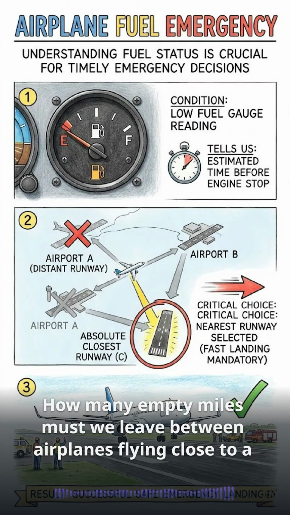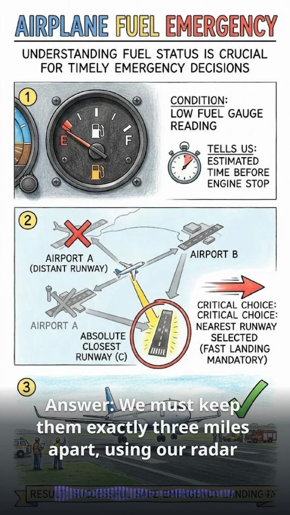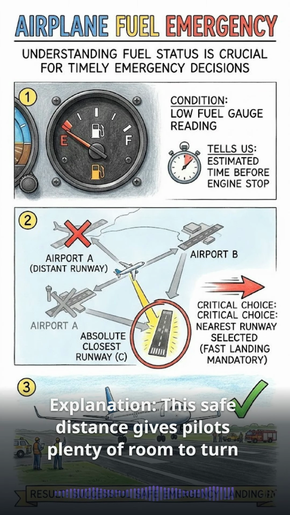81. How many empty miles must we leave between airplanes flying close to a very busy airport? We must keep them exactly 3 miles apart, using our radar screens to measure the true distance. This safe distance gives pilots plenty of room to turn and land safely on the runway.